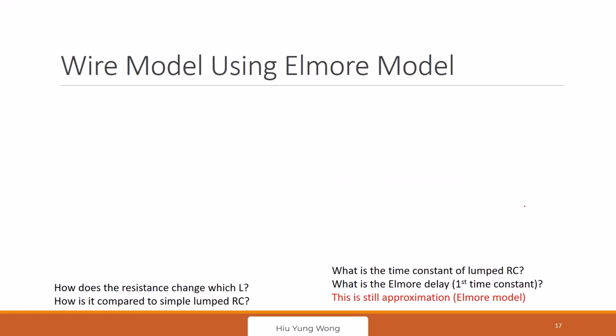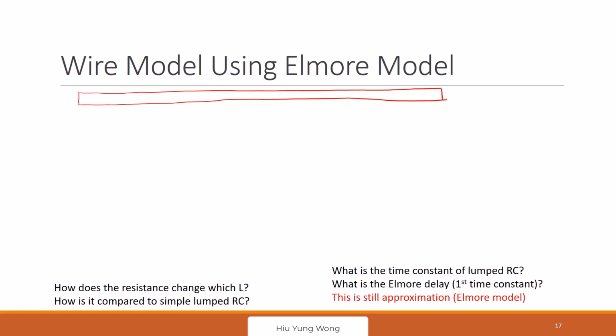The Elmore model is used to model the delay of a wire. I have a wire, very long. Just now I said, let me ignore the wire resistance, then I can get the capacitance. But no, it's not that simple. We do have some resistance here. So what I'm going to do is this: I break it into n segments.